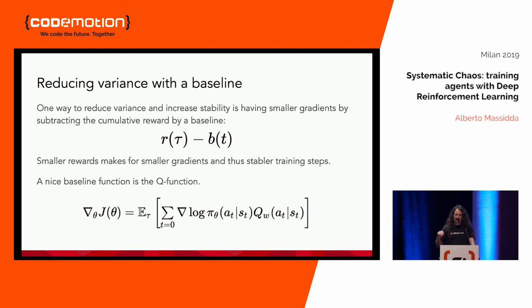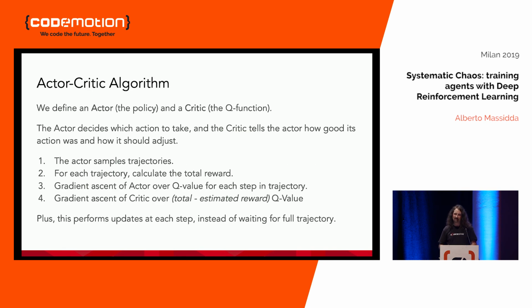So a nice baseline is having the Q function as a baseline. So you subtract, instead of using your reward, use the Q value function at each time step to emit a reward, and you're not backpropagating the final one. And this makes for the most advanced algorithm to train the reinforcement learning agents, which is really the state of the art, which is the actor-critic algorithm.